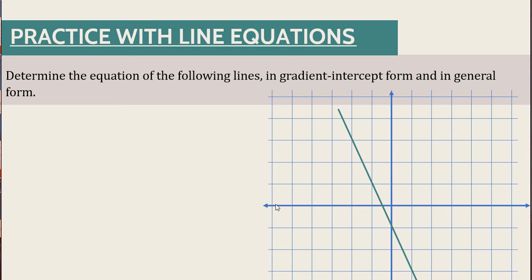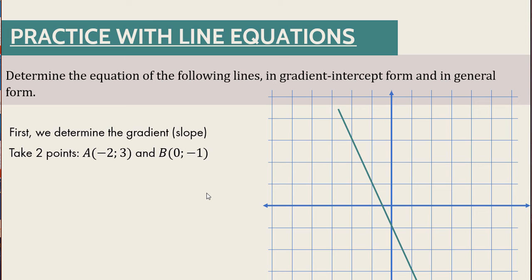The next question. Determine the equation of the following lines in gradient intercept form and in general form. Now it is given only a line on the plane. So we need to determine the points on the plane so that we can put them into the formula. First we determine the gradient or the slope. In order to find the gradient of a line, we need to take 2 points. And you can see that we have 2 nice points here. The point A (-2, 3). Point B (0, -1).